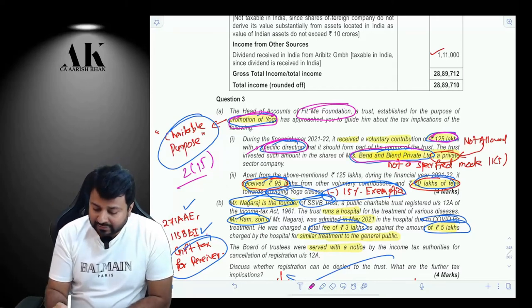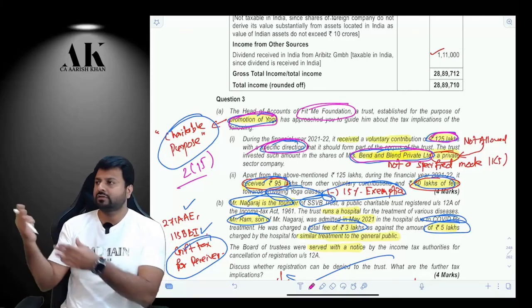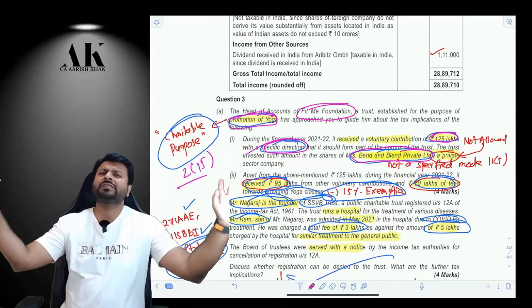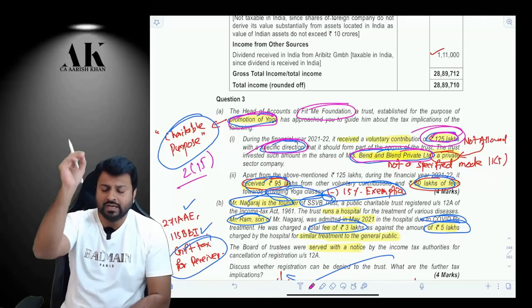Now, this ASSI is investing in shares of a private company. So, if you receive corpus donation and invest in the shares of a private company, it is not a specified mode. Therefore, you will not get the exemption. This will be subject to tax.